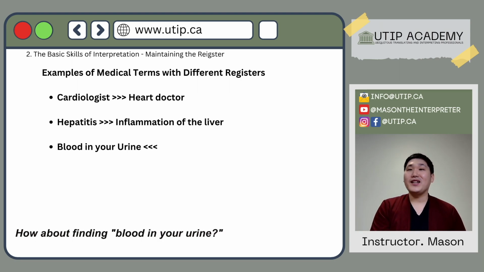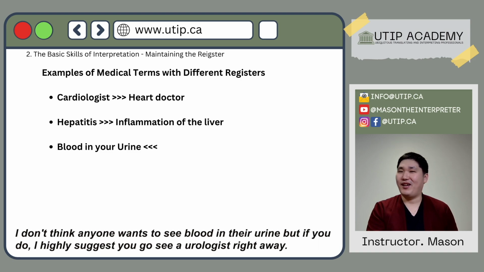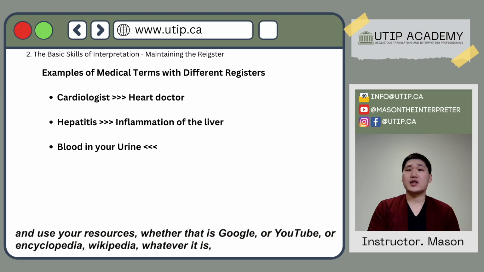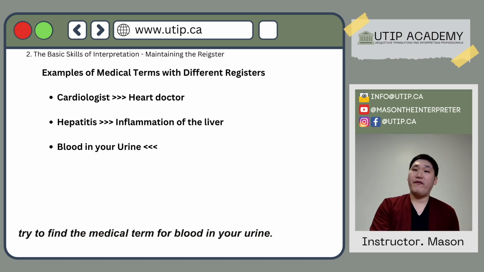How about finding blood in your urine? I don't think anyone wants to see blood in their urine, but if you do, I highly suggest you go see a urologist right away. Can you find a higher register term for blood in your urine? See if you can do it. Quickly pause the video and use your resources, whether that is Google or YouTube or encyclopedia, Wikipedia, whatever it is, try to find the medical term for blood in your urine.